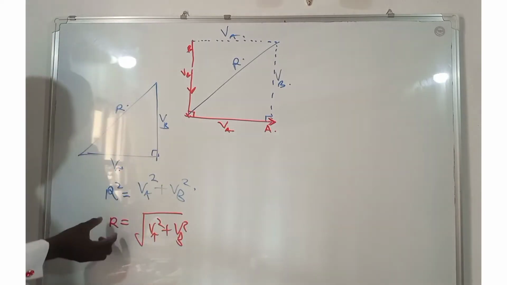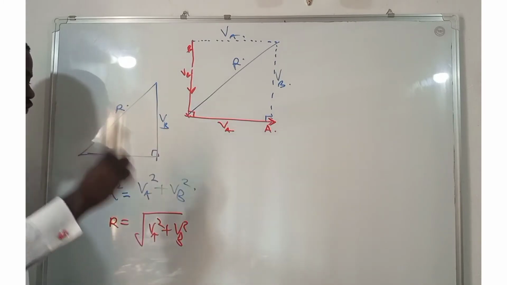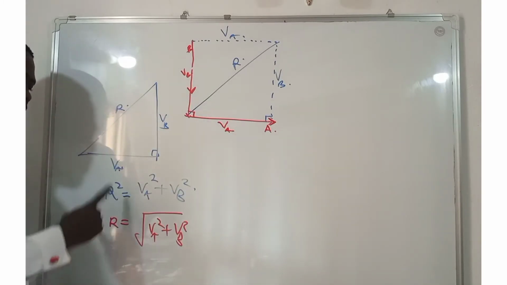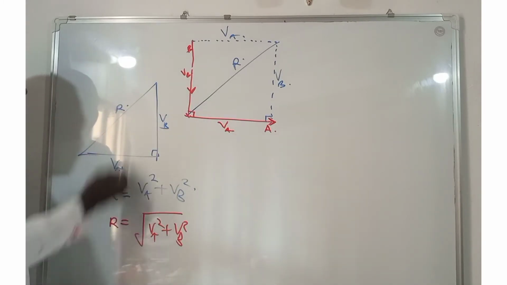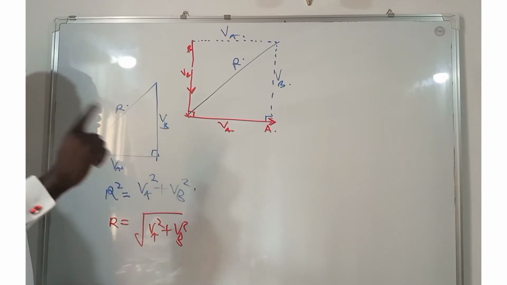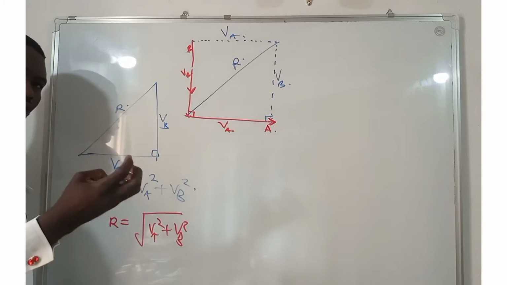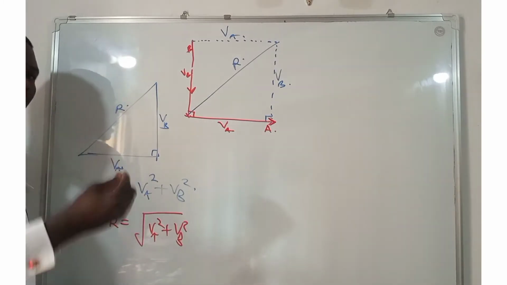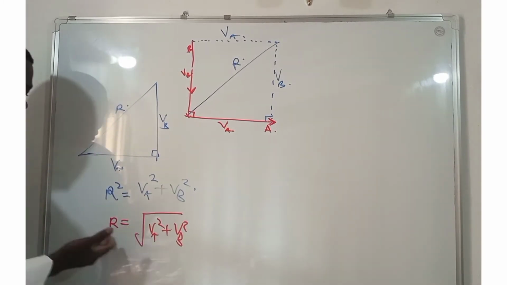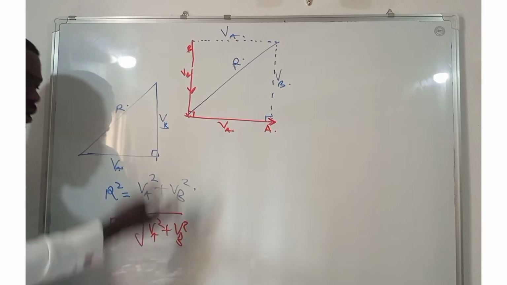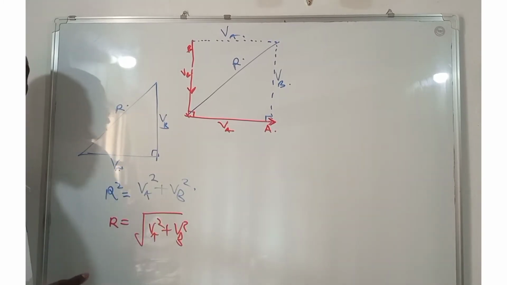Again, this formula only tells us how to find the resultant. What about the direction? Remember that this resultant is a vector, and if it's a vector, it needs to have its magnitude, and it also needs to have its direction. So having applied Pythagoras theorem, what you have gotten is the magnitude. Therefore, how do you get the direction?